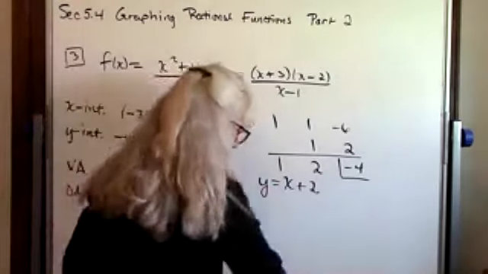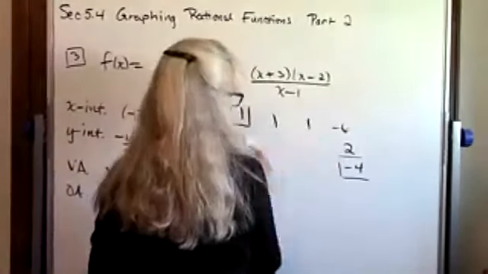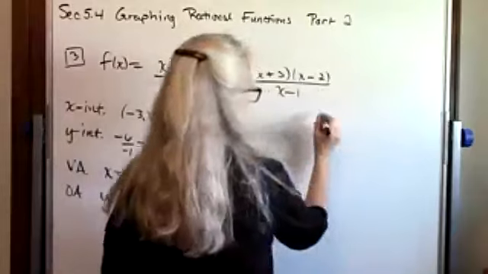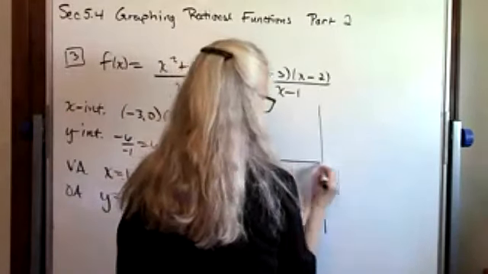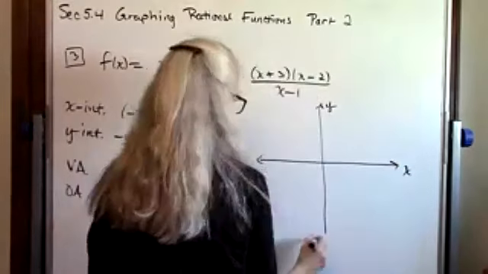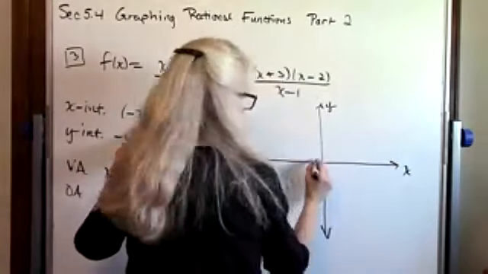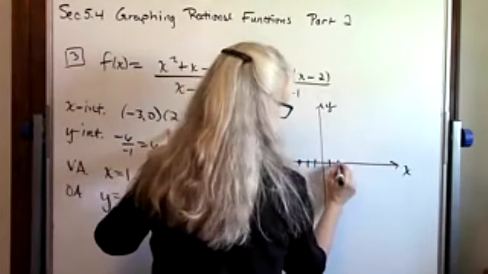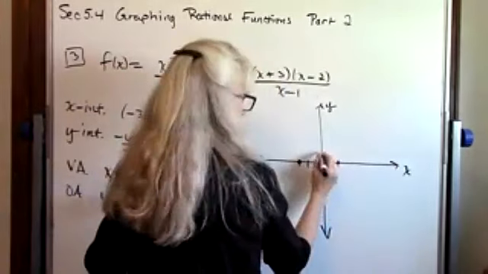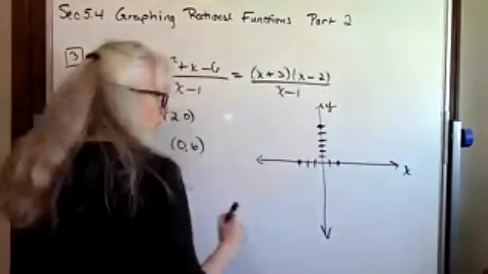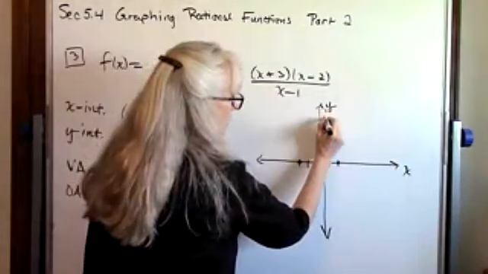Okay, now we can graph it. We have all the information. And again, it has an oblique asymptote. It does not have a horizontal. So we have a -3 and a +2. We have a +6. Okay, so there's all the points. We know we have a dotted line over here at +1.